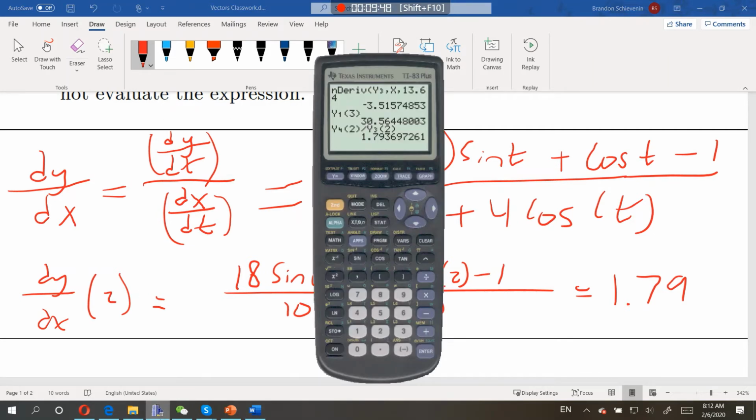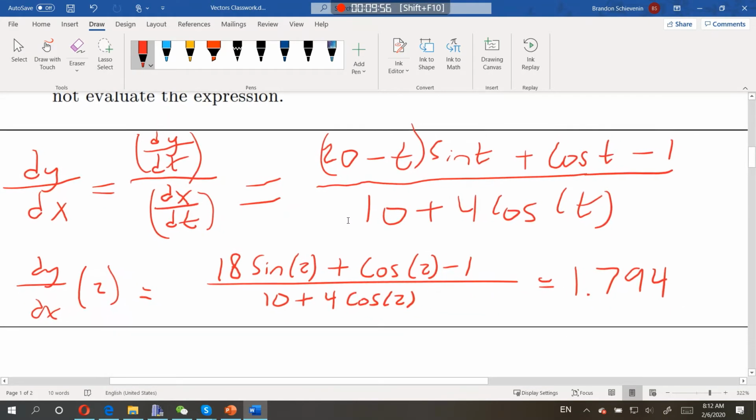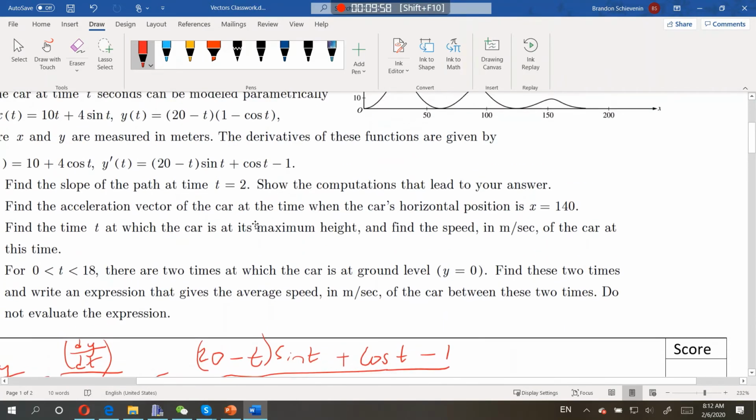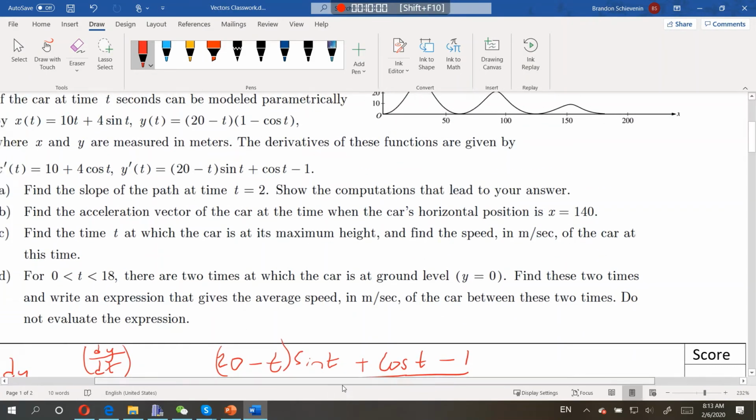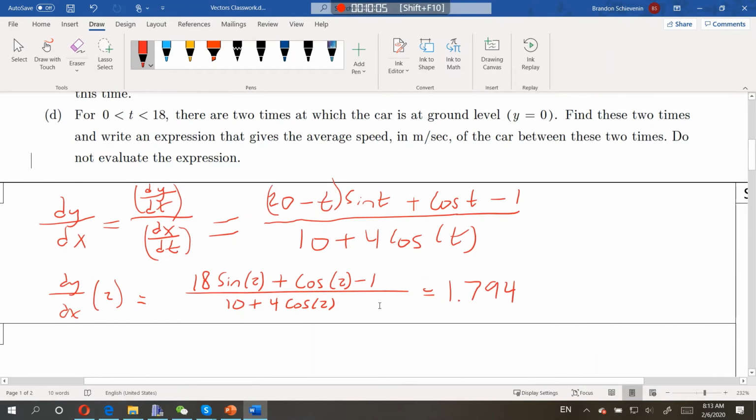Do I round up or down? Round up. Okay, so that's my slope. Do we need to do anything else there? Any questions on part A?